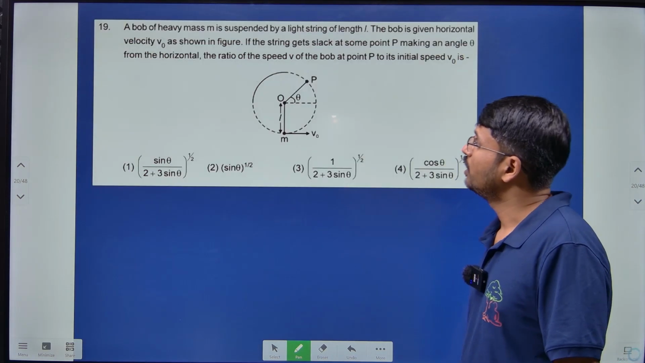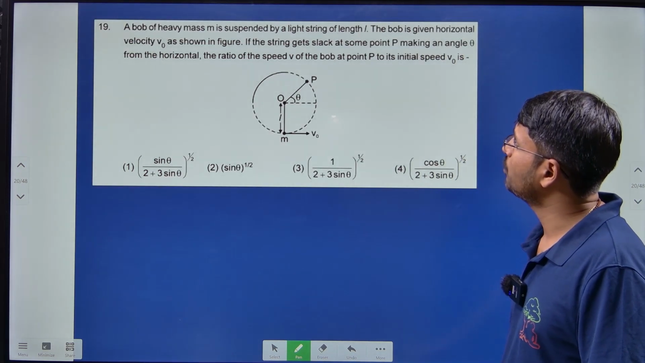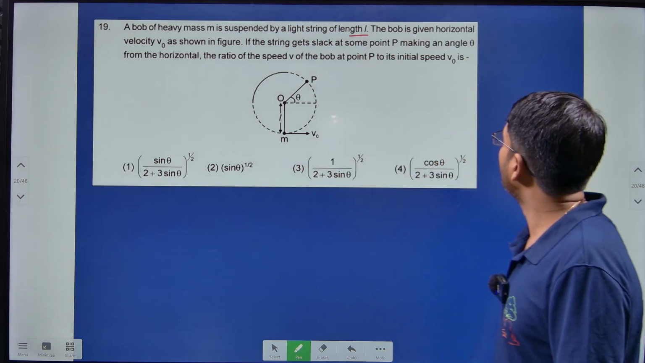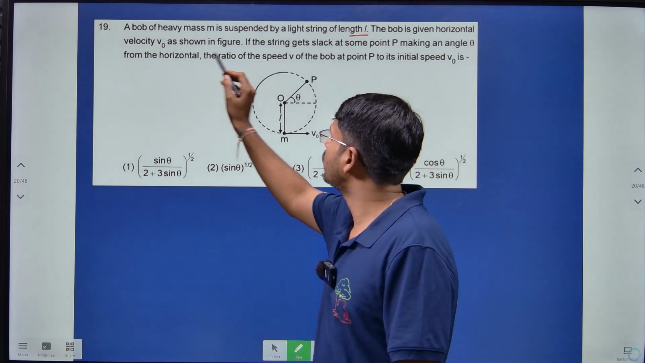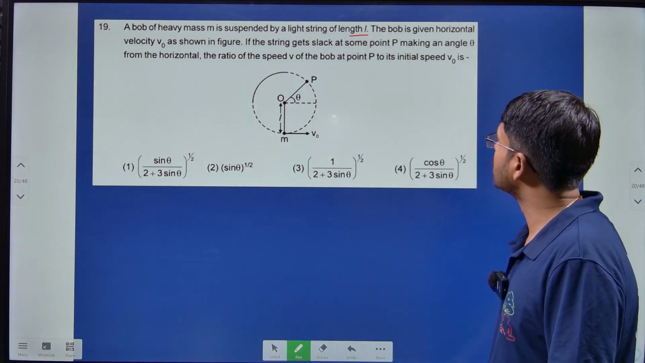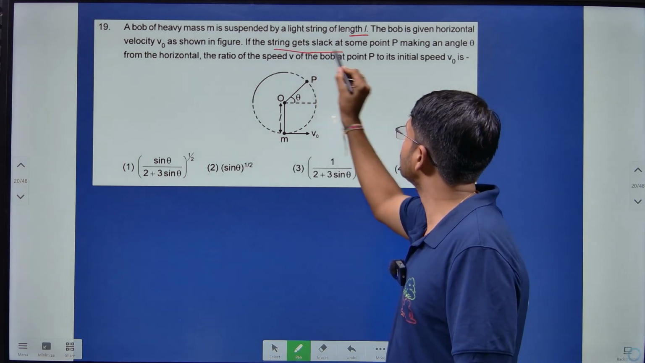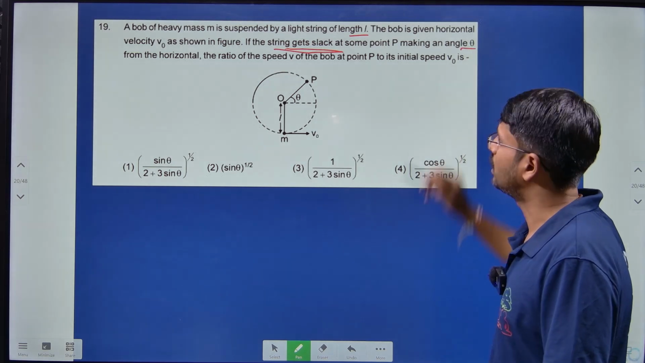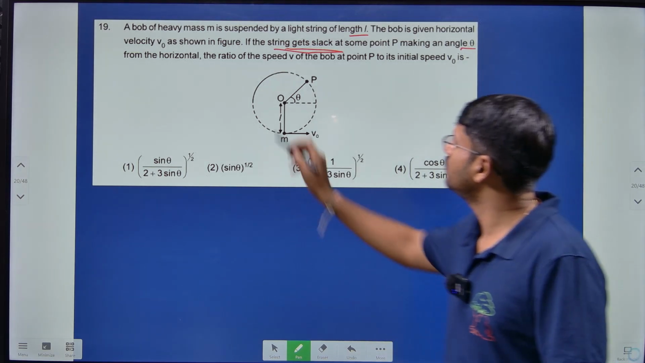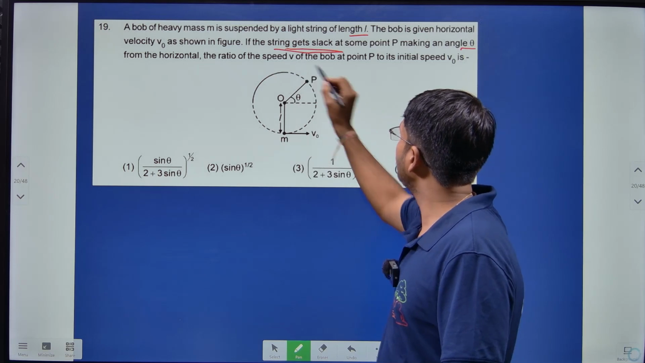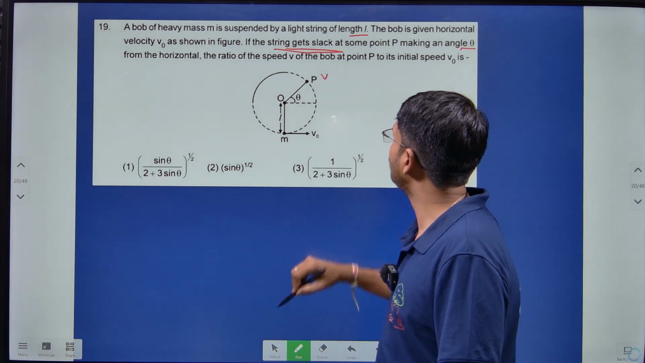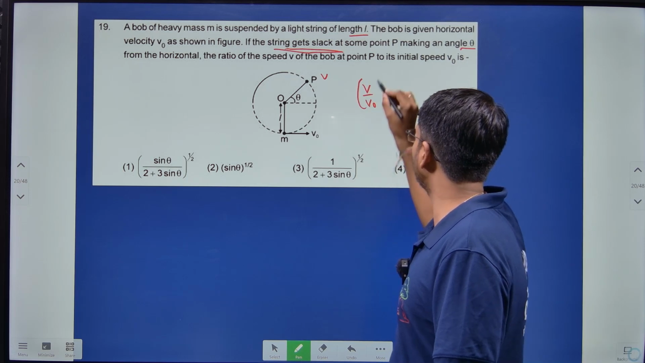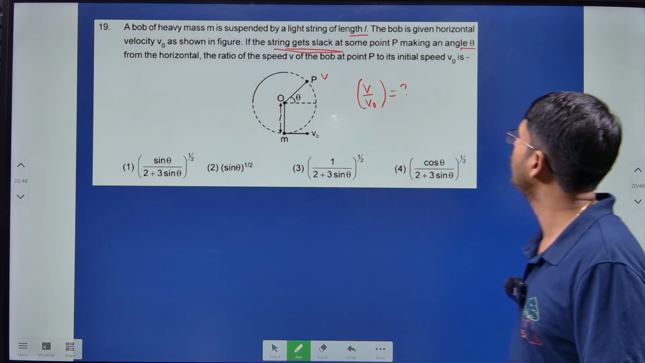Okay, next one. A bob of heavy mass m is suspended by a light string of length L. The bob is given horizontal velocity v0 as shown in the figure. If the string gets slack, so this is the important point, gets slack at some point P, making an angle theta from the horizontal, then the ratio of the speed v by v0 we have to find out. At this particular point we have the speed v, here we have v0.